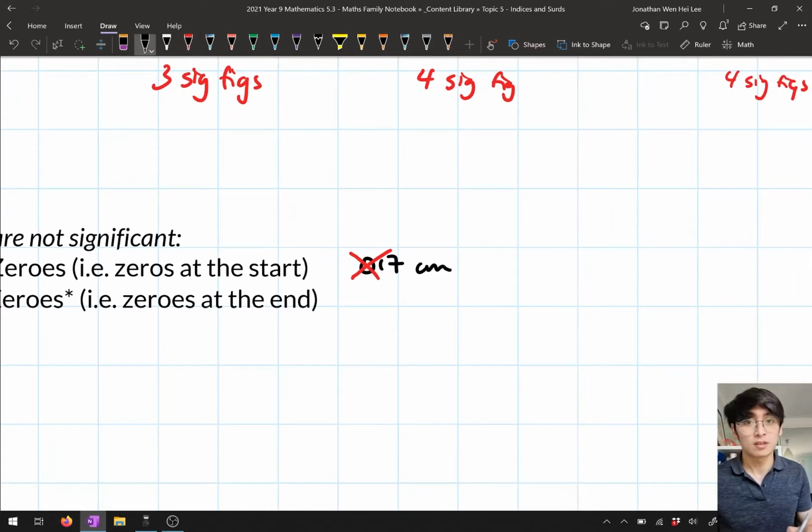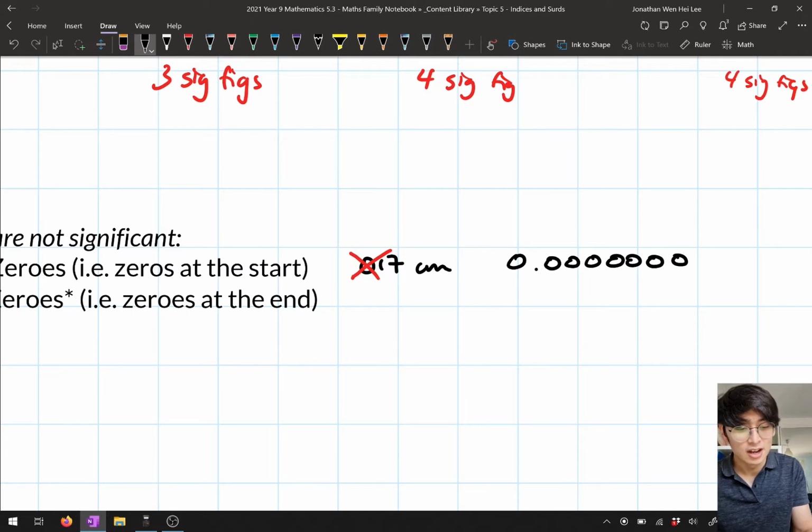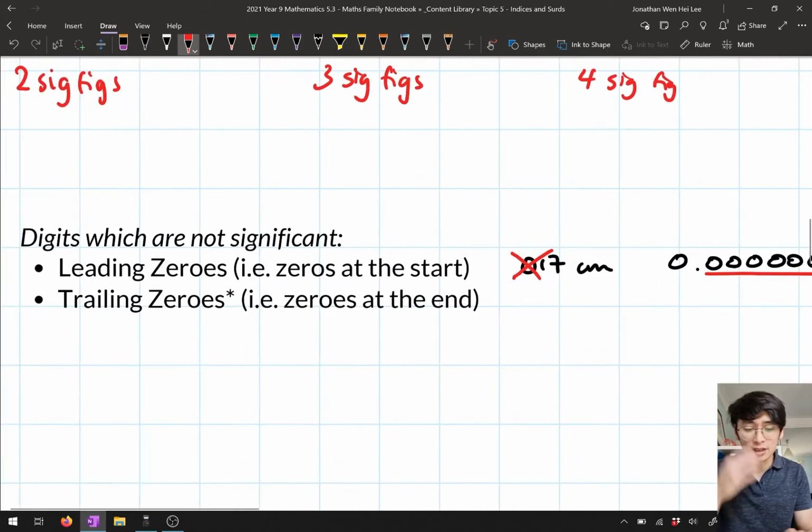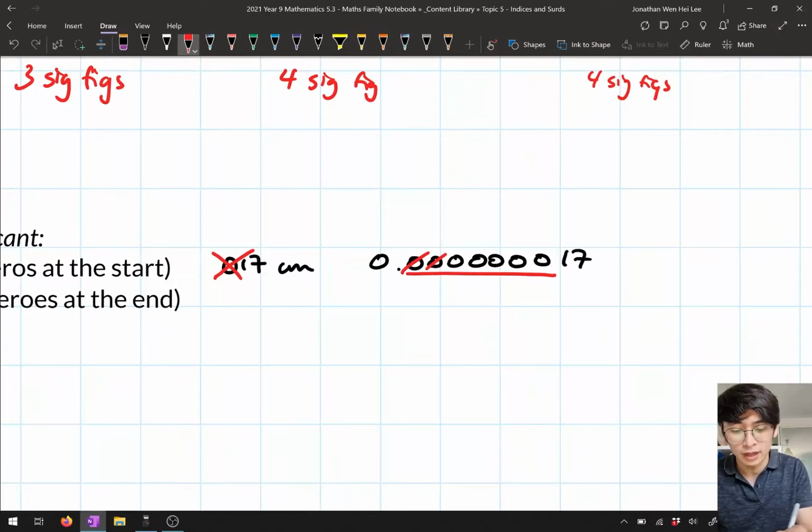Similarly, if you've got a really small measurement like 0.000000017, all these zeros here, they're leading zeros. There are zeros before, zeros at the start. And so I can ignore all of these. And so the first significant figure is this 1 over here. So leading zeros are not important, including that one as well. Leading zeros are not significant figures.